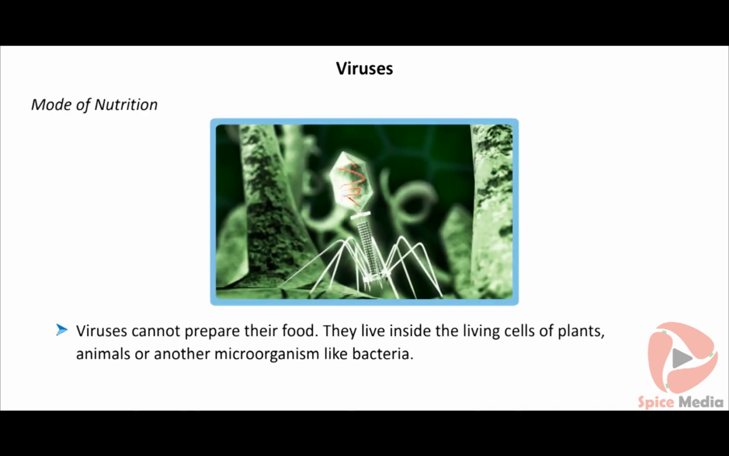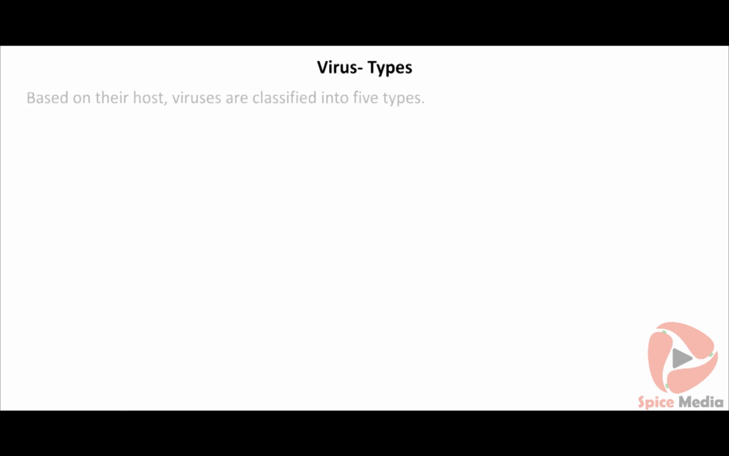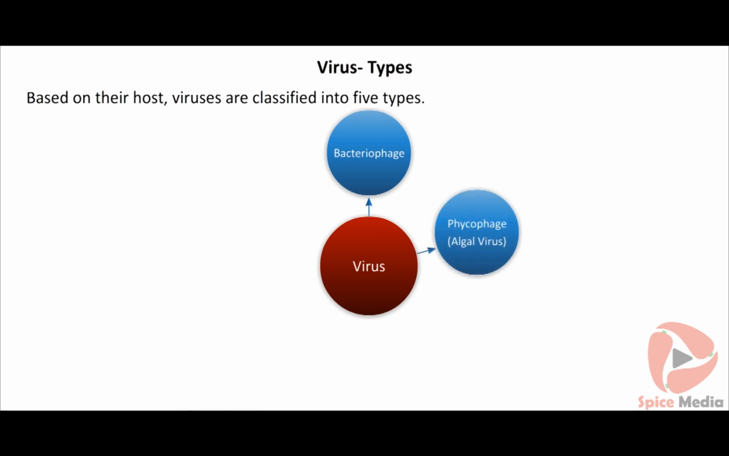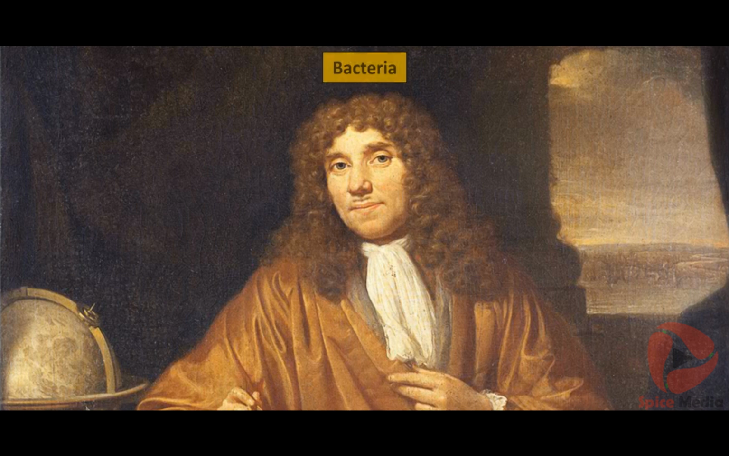Viruses cannot prepare their food. They live inside the living cells of plants, animals, or other microorganisms like bacteria. The cell in which viruses live is called a host cell, and the organism is called host. Based on their host, viruses are classified into 5 types: bacteriophage, phycophage, mycophage, zoophage, and phytophage.